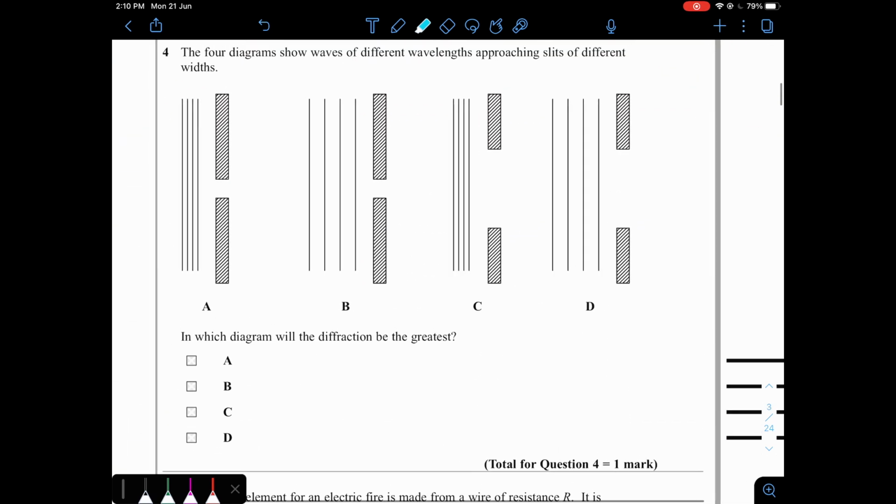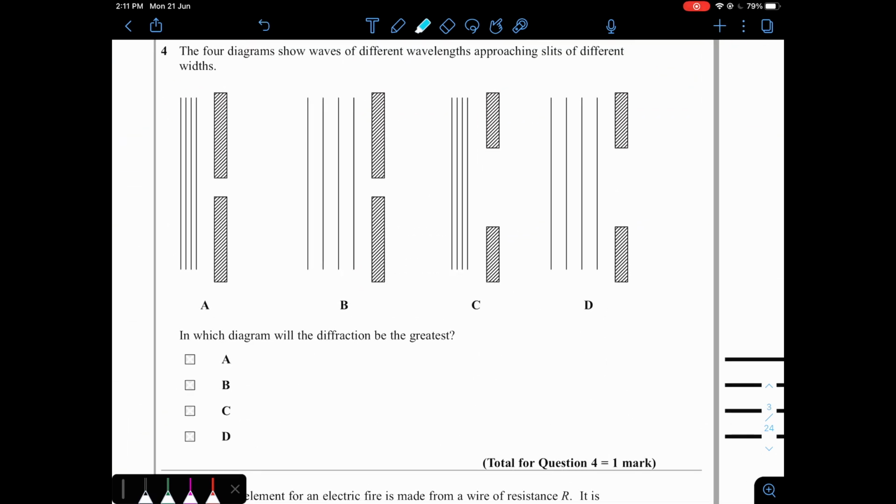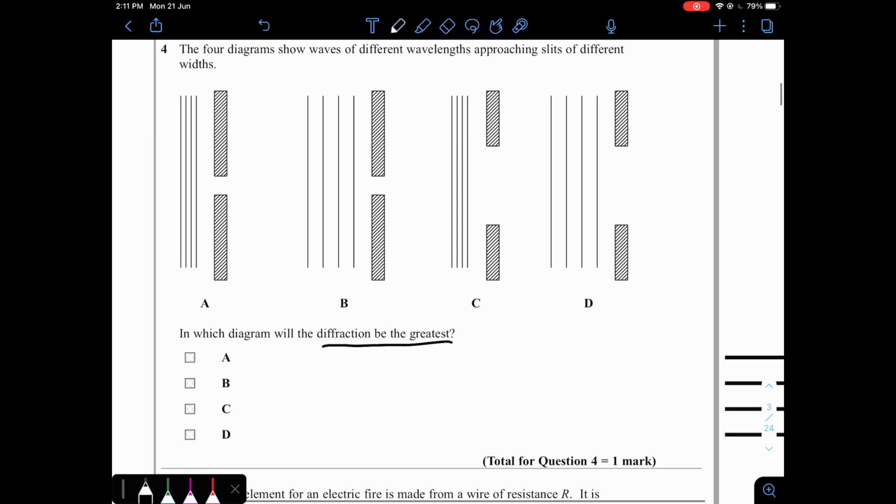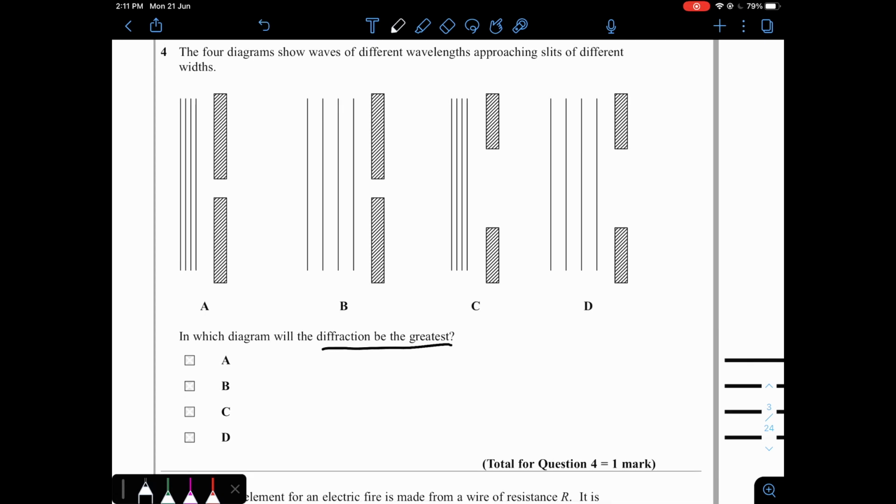Moving on, question number 4. The 4 diagrams show waves of different wavelengths approaching slits of different widths. In which diagram will the diffraction be the greatest? Now, something you need to remember is that we get maximum diffraction when the width of the slit equals the wavelength. For simplicity, I'll put W for width and lambda for wavelength. So we now need to look for the diagram which has the width equal to the wavelength.